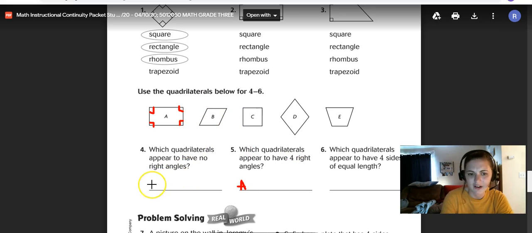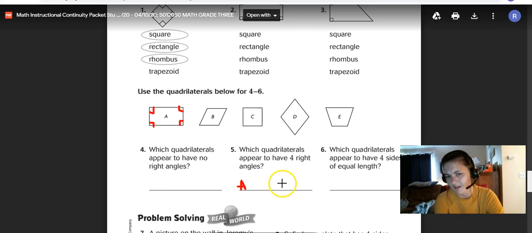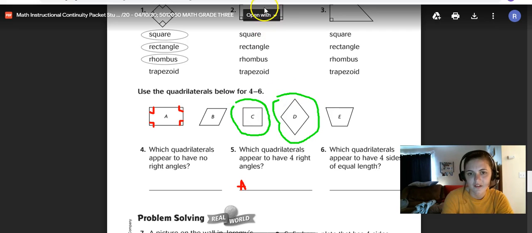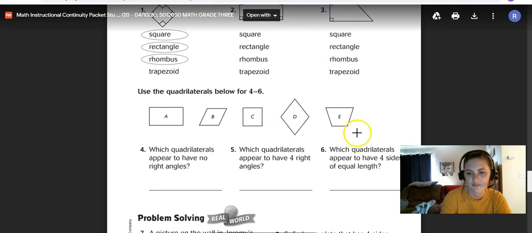B, we already discovered, had no right angles, so there's no way it has 4 right angles. I'm going to leave C to do for you on your own because that is one that I asked you guys to do on your own on the last one. And D, try it on your own. These are going to be the ones you try on your own. And then we already discovered through this question that E has no right angles, so there's no way it has 4 right angles. So go ahead and pause and try these two on your own, and then pick back up when you're finished. We're going to go on to number 6.